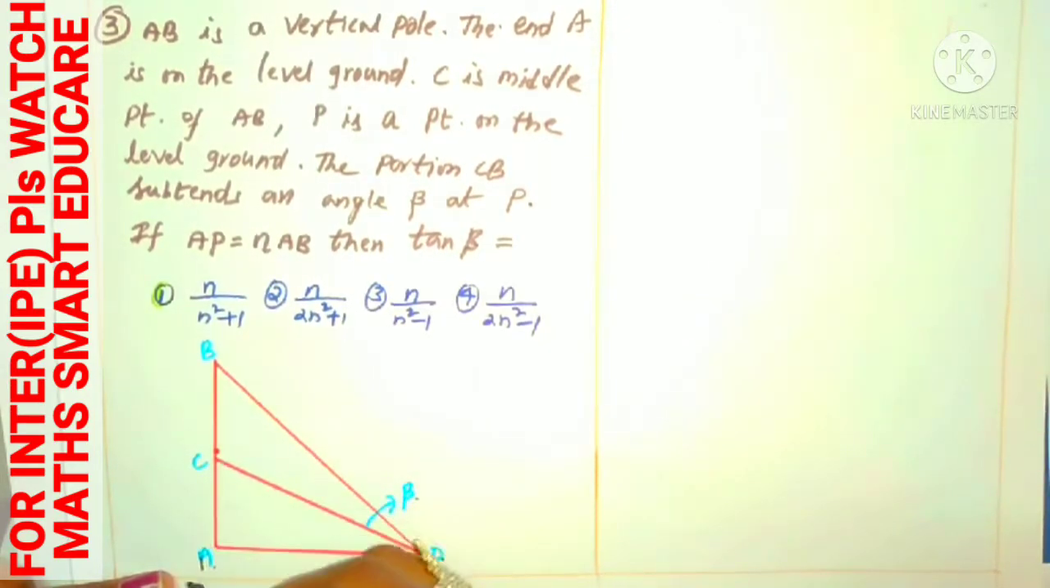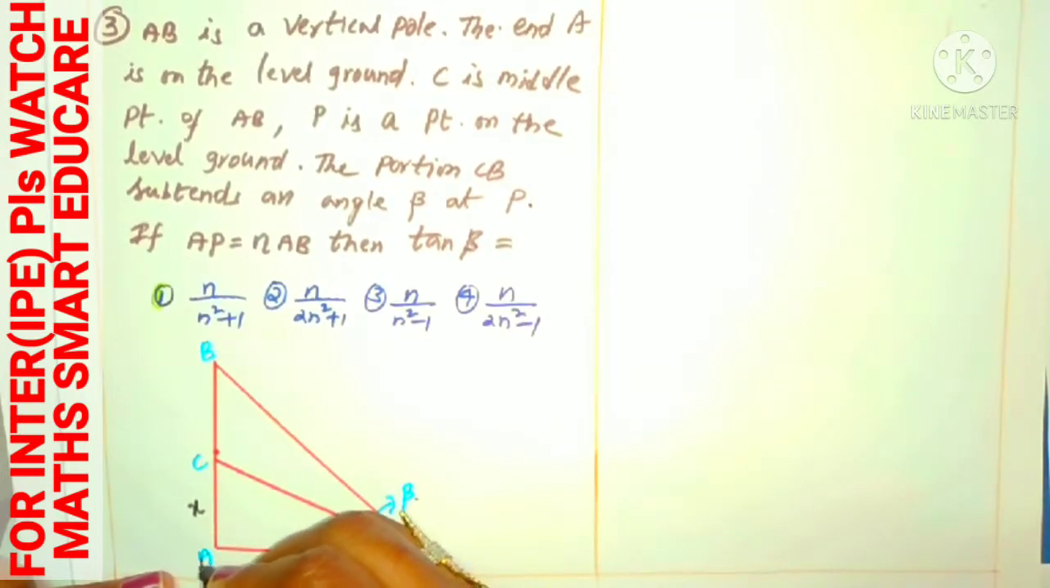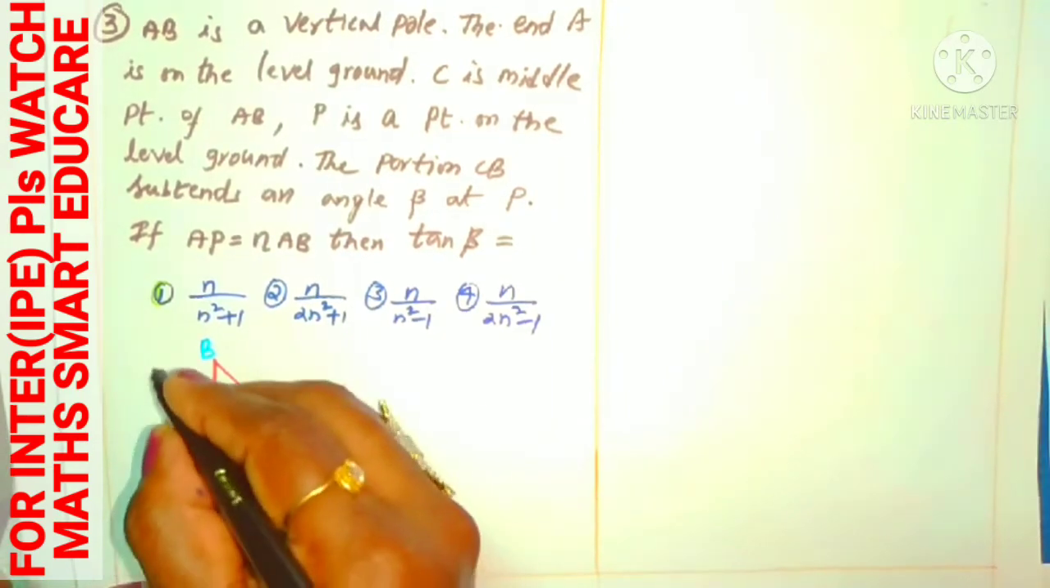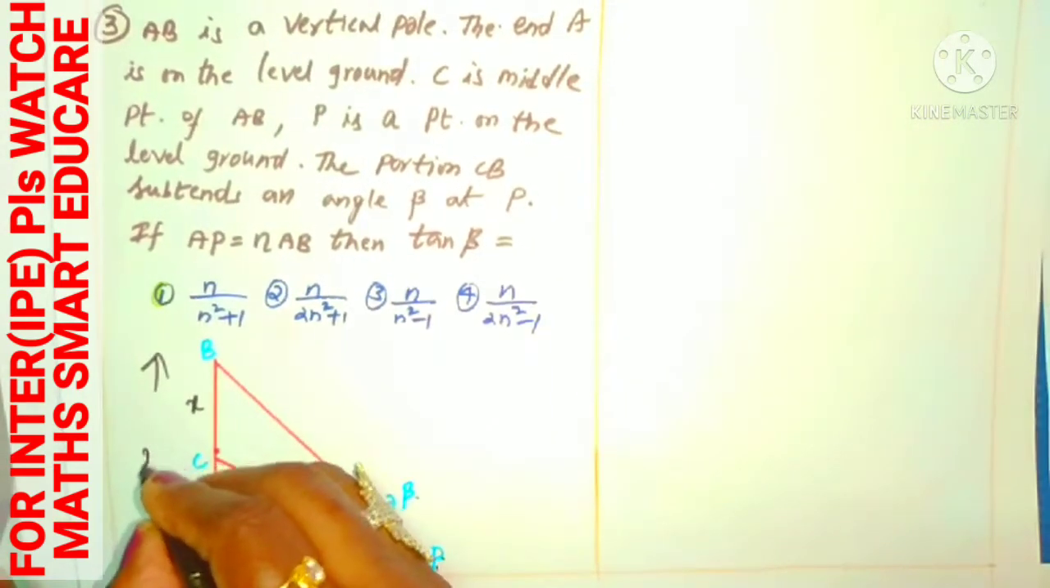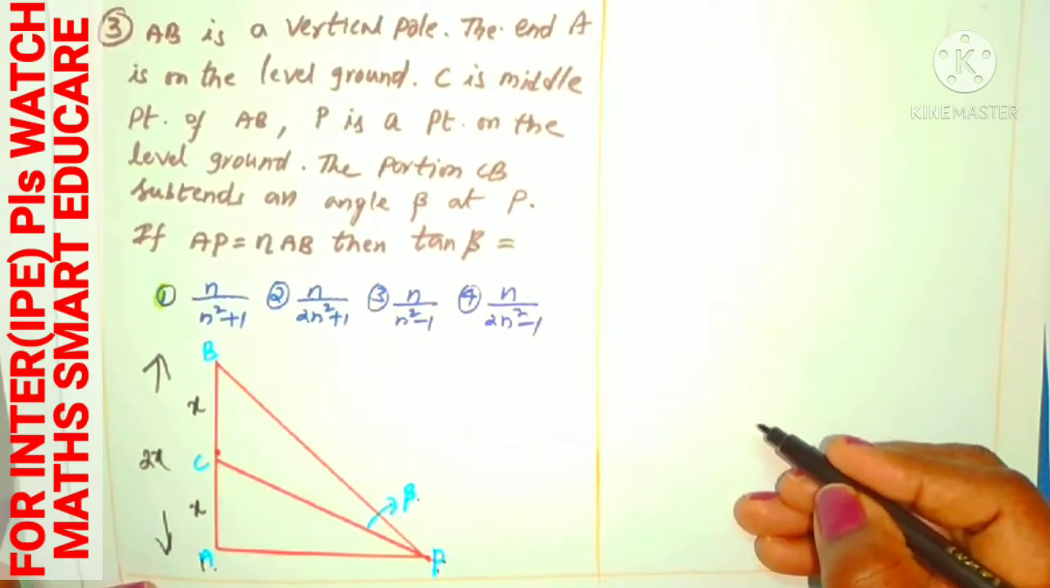You know that C is clearly the midpoint of AB, as given. For our convenience, I'm taking AC as x distance and BC is also x distance. That means totally AB is a 2x distance. This total height is 2x distance, x here and x here, because both are equal distances.